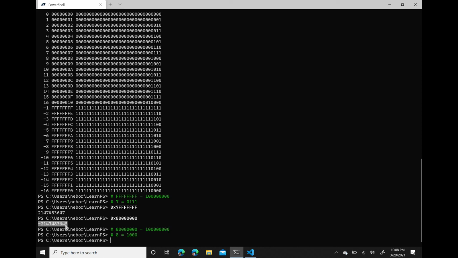And then when you subtract 2 to the 32 from that, you get the smallest possible signed, or the minimum signed 32-bit integer, which, as you'll notice, has a magnitude one greater than the largest possible positive signed integer.